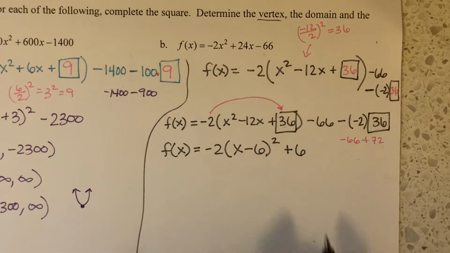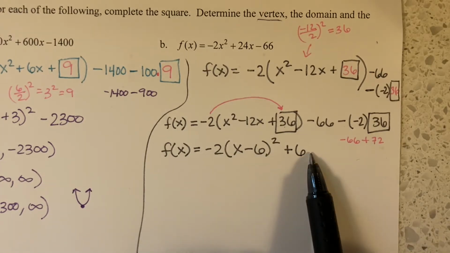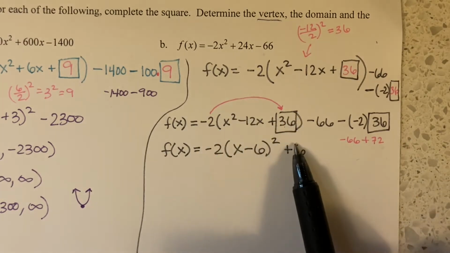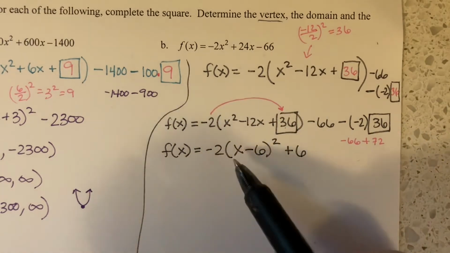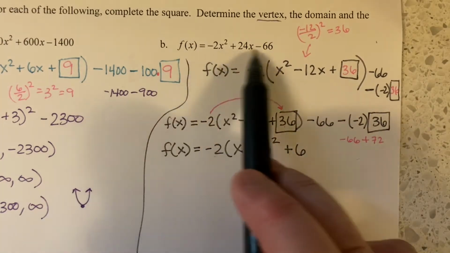Yep. Okay. That is vertex form. It's definitely messier when there's a negative. You can always, remember, if you're worried about it, multiply it out, and you should get right back to where we started from.